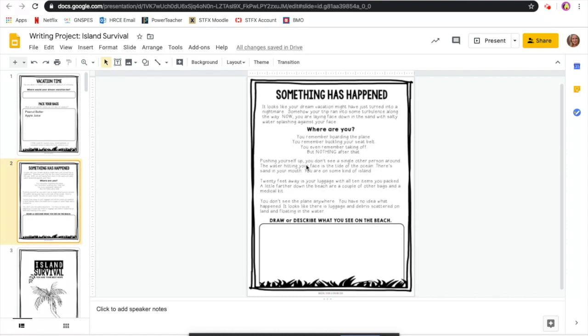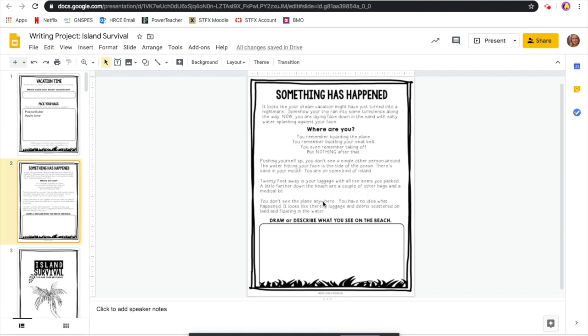Pushing yourself up, you don't see a single other person around the water. The water hitting your face is the tide of the ocean. There's sand in your mouth. You are on some kind of island. 20 feet away is your luggage, with all 10 items you packed. A little further down the beach are a couple of other bags and a medical kit.